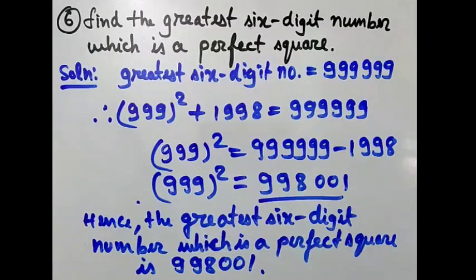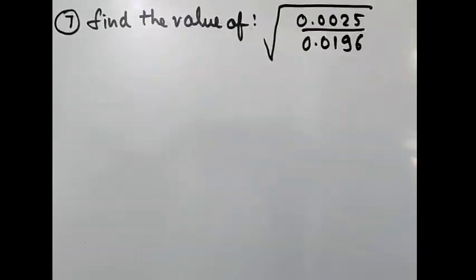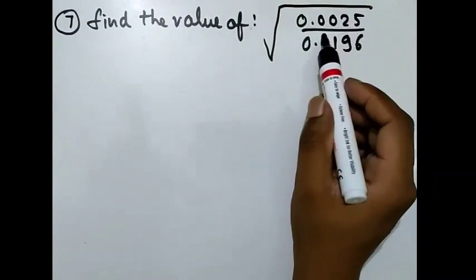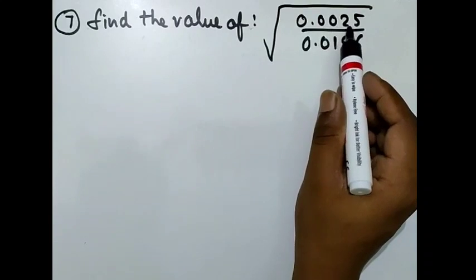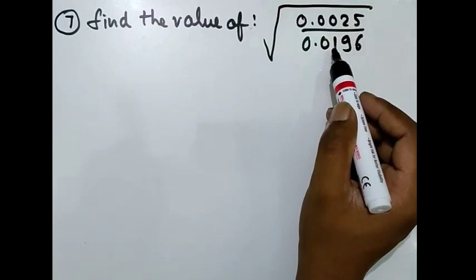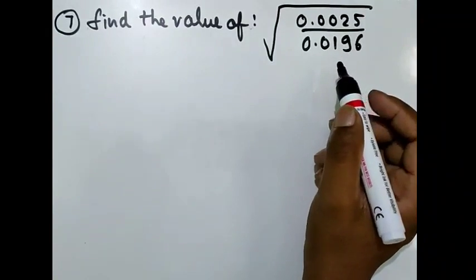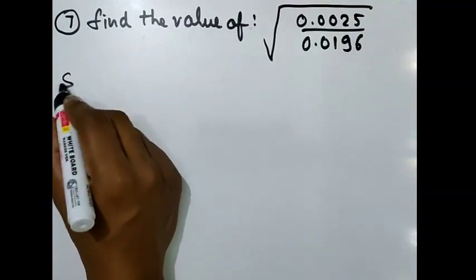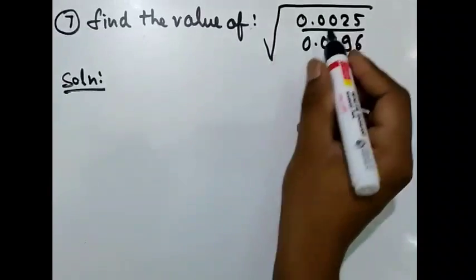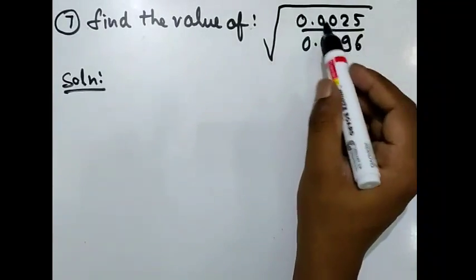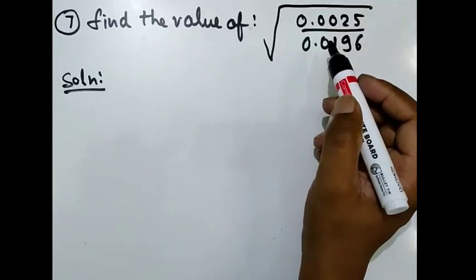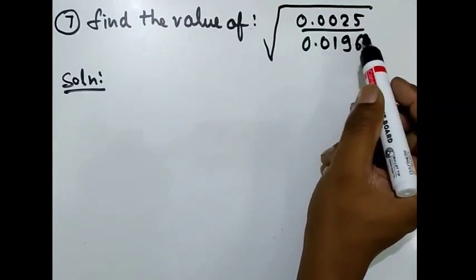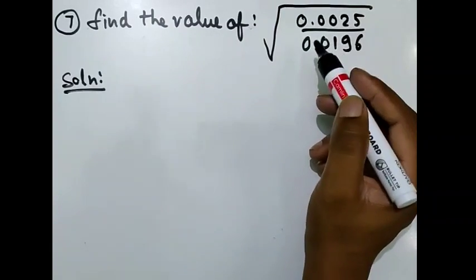Here, find the value of square root of 0.0025 divided by 0.0196. So what we can do here, we can simply change the decimal into fraction, right? Here we can see we have 4 decimal points and here also 4 decimal points, so it will get cancelled.